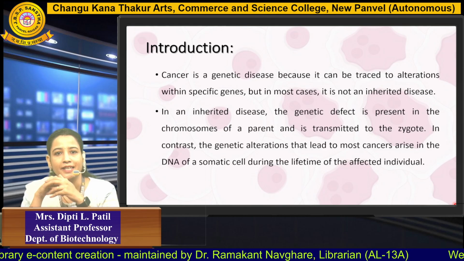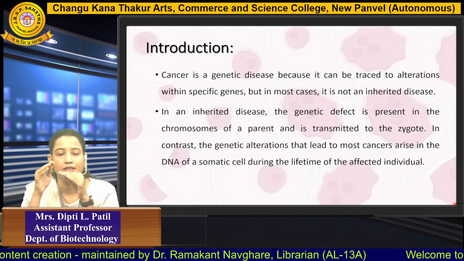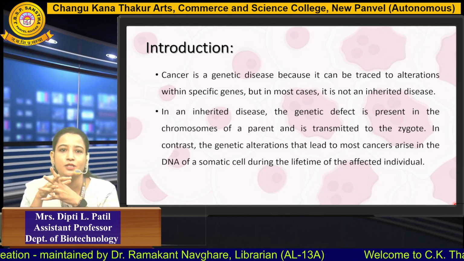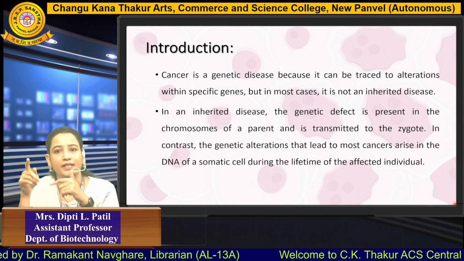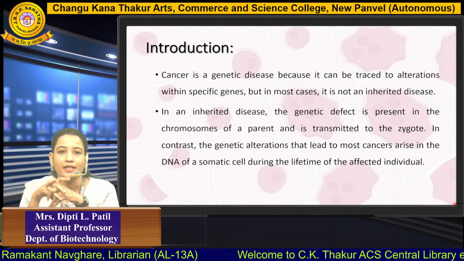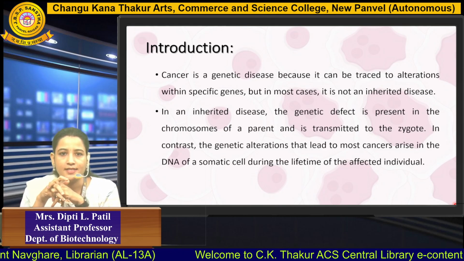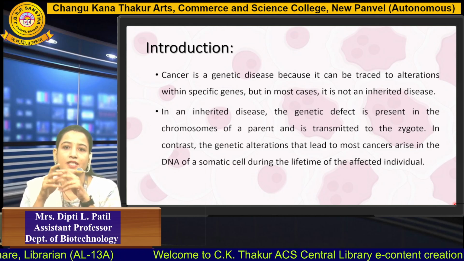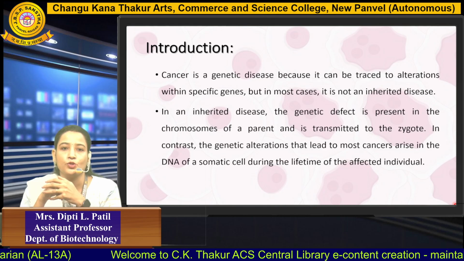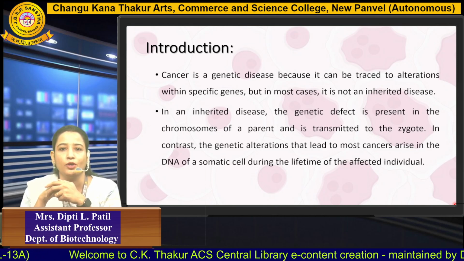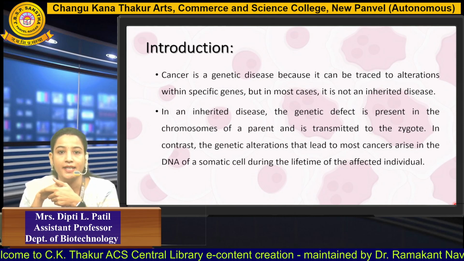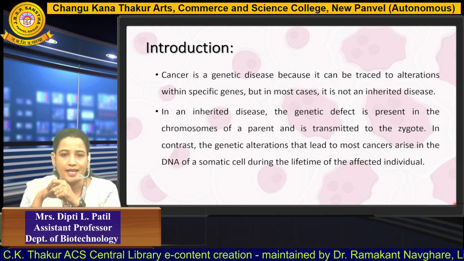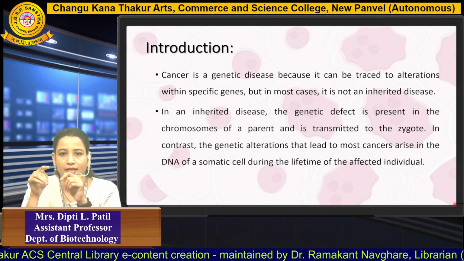Because generally, inherited diseases involve a genetic defect which is present in the parent and is transmitted to the zygote and through that to the next generation. But in contrast, cancer is a genetic alteration which arises in the DNA of a somatic cell during the lifetime of the affected individual. Because this alteration is in somatic cell DNA, the cancer is not passed to the next generation.